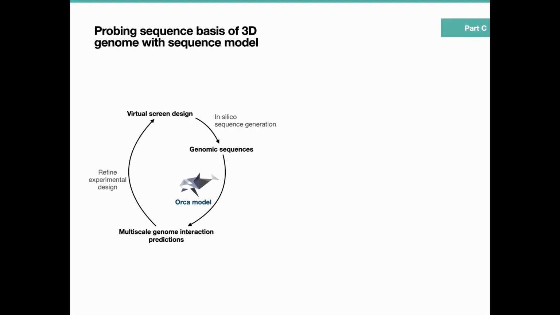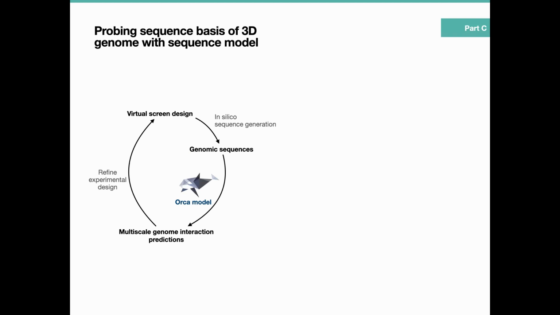Another important direction of application is applying the model to probe the sequence basis of the 3D genome. Because the model has likely captured useful knowledge about the sequence dependencies of the 3D genome, it can be used to generate hypotheses about sequence-based mechanisms of the 3D genome by designing and performing what we call virtual genetic screens.